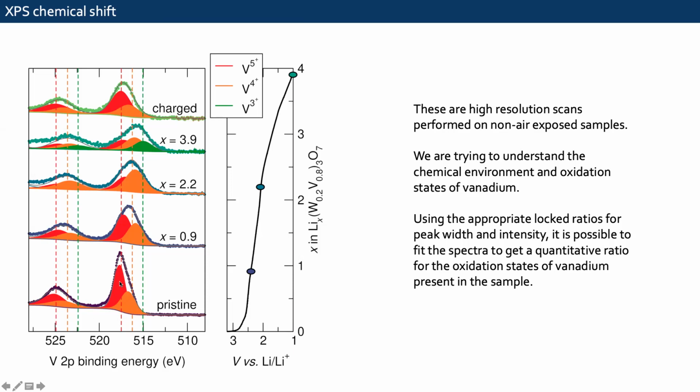So as we insert lithium, we start out with a combination of vanadium 5+ and vanadium 4+. As we insert lithium up until around x equal to 2.2, we see that slowly we're getting a higher proportion of vanadium 4+, up until max lithiation at 3.9, where we see the emergence of vanadium 3+. So we're getting a combination of all 3 oxidation states. And then when we charge the material, so when we pull out all that lithium again, we return to a majority vanadium 5+ state with some 4+, sort of similar to what we got in the pristine material.